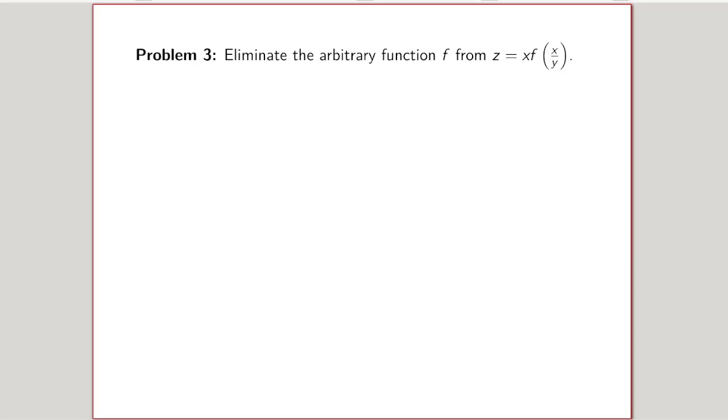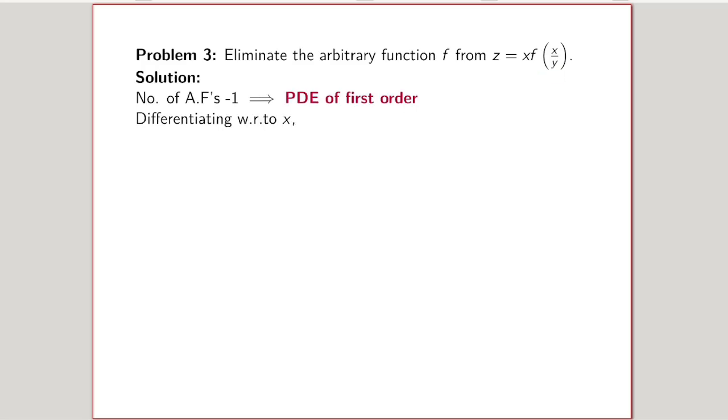So now problem number 3, we are going to eliminate the arbitrary function f from the relation z is equal to x into f of x divided by y. So here the arbitrary function is f, only one arbitrary function, so we will be getting a PDE of first order. So differentiating this relation with respect to x, left hand side it can be written as dou z by dou x.